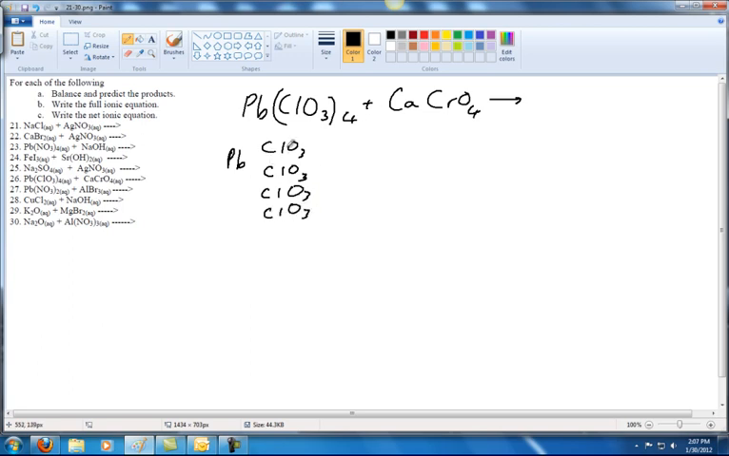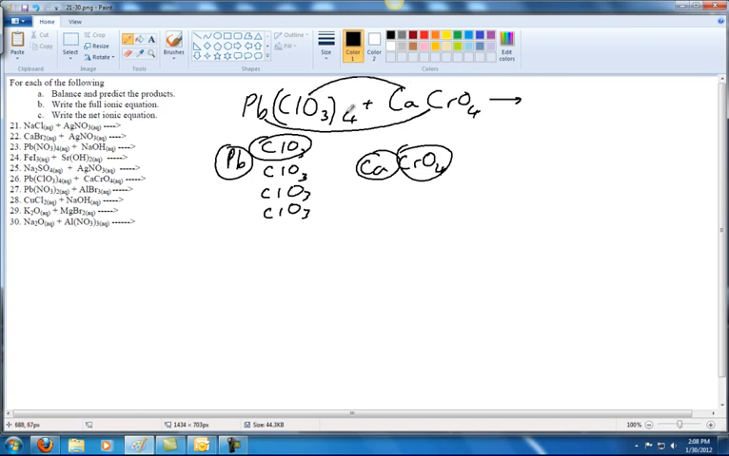And we've got 4 ClO3s here, and we've got Ca and CrO4. This is a polyatomic ion you can find on the polyatomic ion sheet, and there's just one CrO4 group here. What we're going to do is work with these. We can take one of each over to the other side, realizing of course the Pb will join with the CrO4 and the Ca will join with the ClO3. But again, just one of each, so Pb with the CrO4 and the Ca with the ClO3.